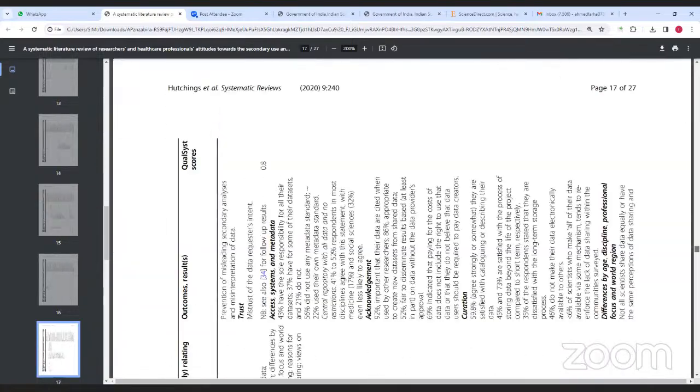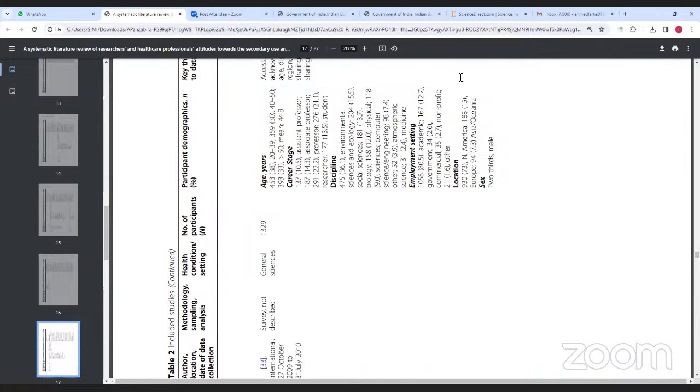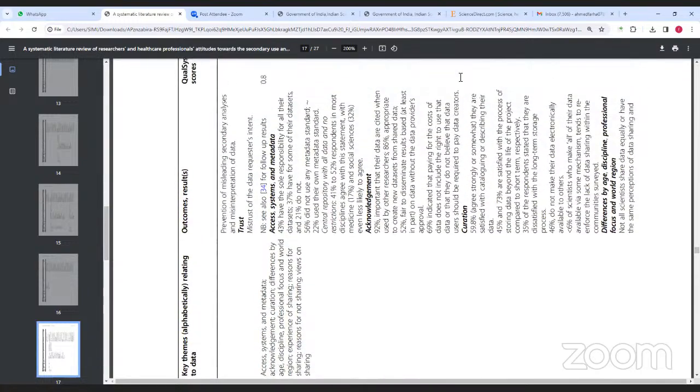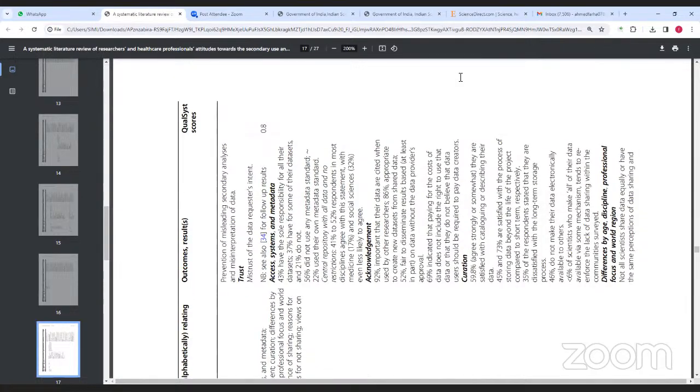Okay, so this is the table. And there is a specific format for writing the table. I have already told you how to write the table. Yes, sir. That is the protocol. And here you can find this quality system score. It is written, quality score, 0.8.